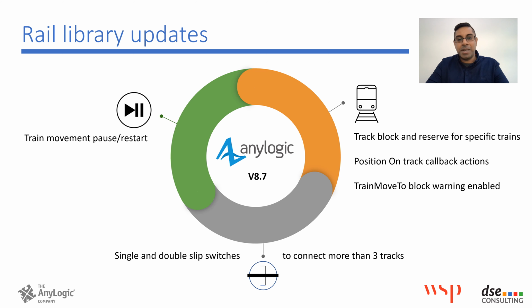Also, there's been updates to the train move to block that enable warnings for when a train has not reached its target destination. New additions also include single slip and double slip switches that allow you to connect to more than 3 railway tracks at once. And train movement can now be paused and restarted, removing the need for multiple train move to blocks.